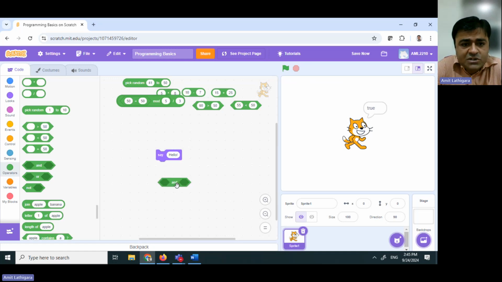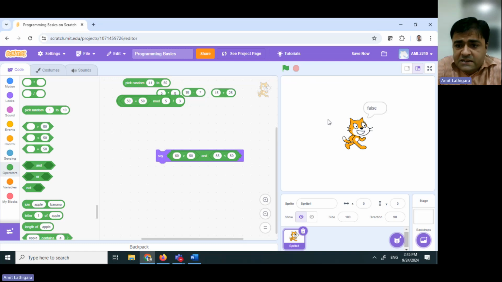The very first one is logical AND. So here let's use say 60 greater than 50 on the first side, and on the second side let's have 55 less than 50, and let's put it here as a logical AND. So answer is false because 60 is greater than 50, while 55 is not less than 50.